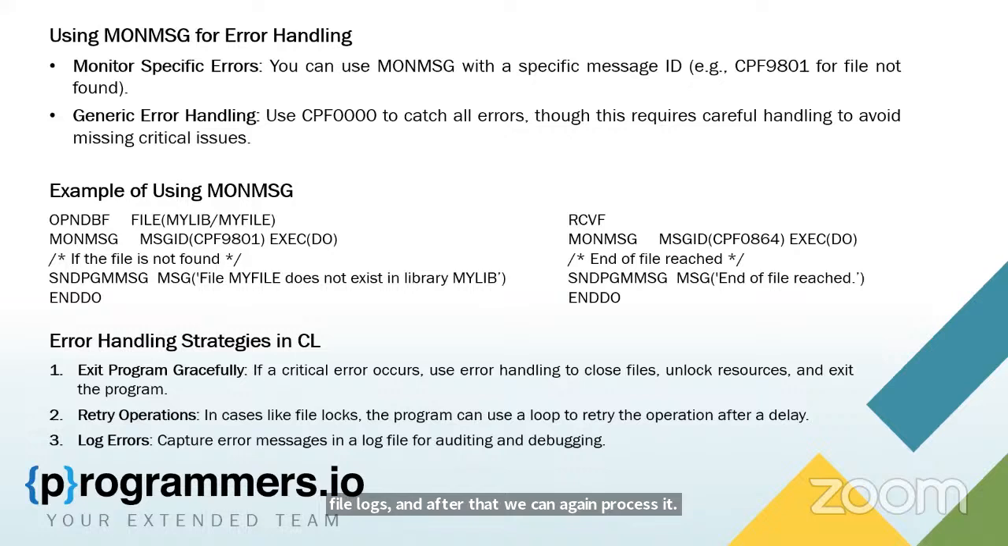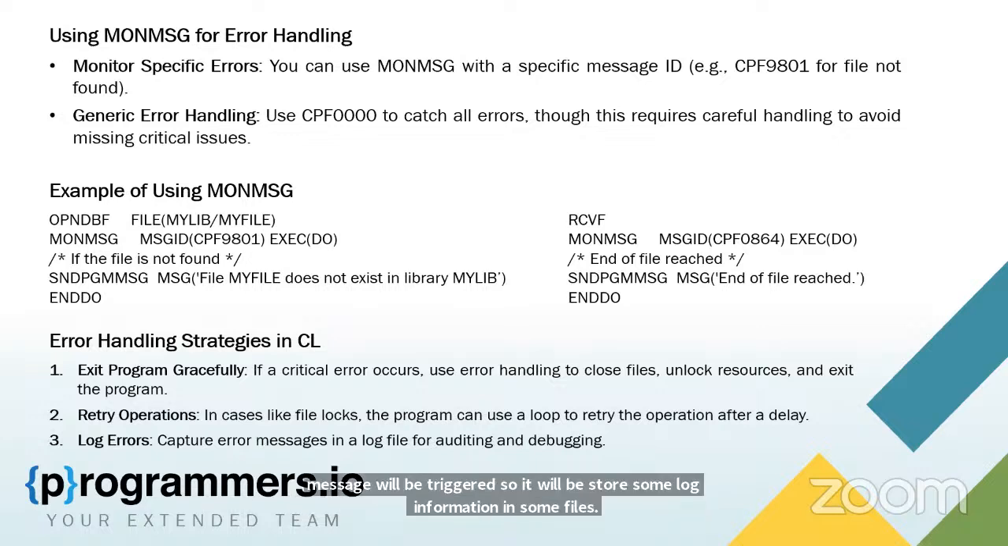For logging the errors, if we are getting multiple types of errors, we can log those as well. To help with logging the messages or logging the errors, we can use the monitor message, whatever type of monitor message is triggered. It will store some log information in some files. That is helpful when we are doing auditing or debugging.